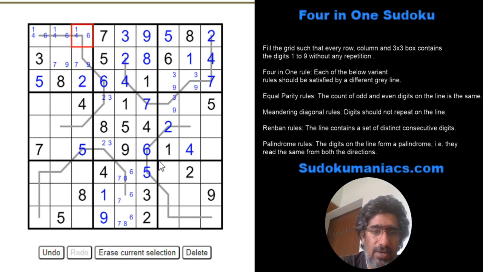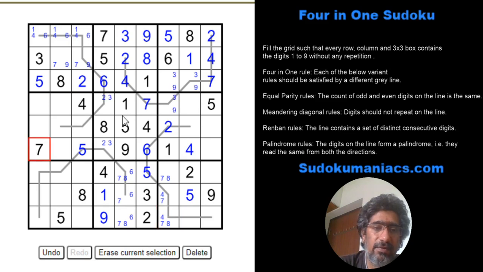So on these two lines, we cannot have the digits repeating because one of them will be a meandering diagonal, the other would be a Renban. So since 5 is on the line, 5, 5, 5 cannot be here. This is my 5, correct? And 1, 2, 3, this has to be 4, 7, and 8. That's a 7, 8, 4, 7, 4, 7, 8.